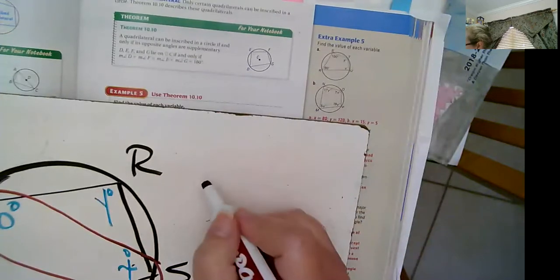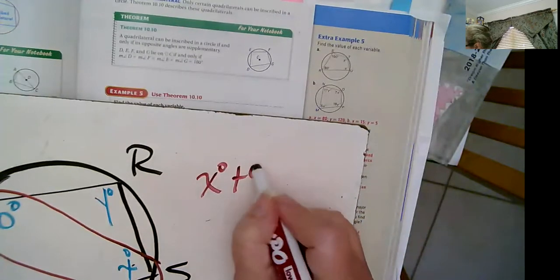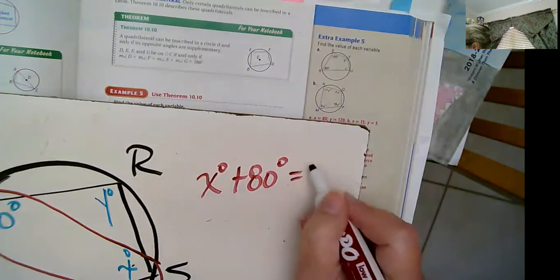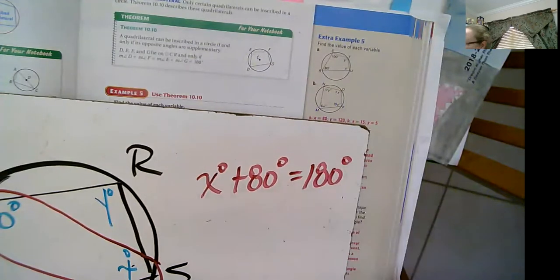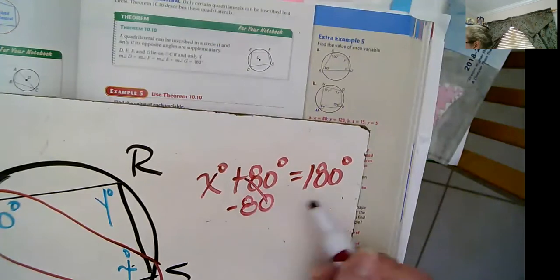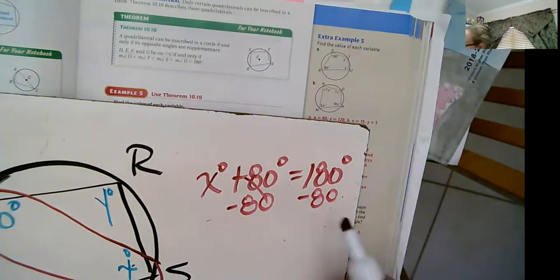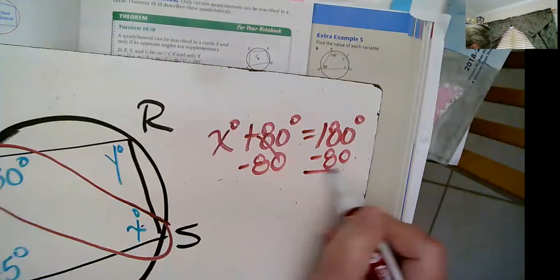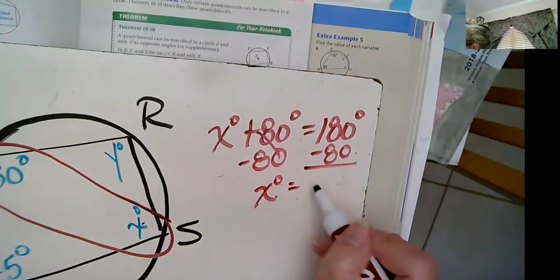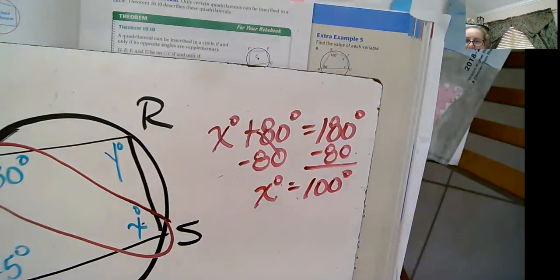So if we make an equation out of it, X degrees plus 80 degrees is equal to 180. Obviously, you can do that in your head. Minus 80. X is equal to 100 degrees.